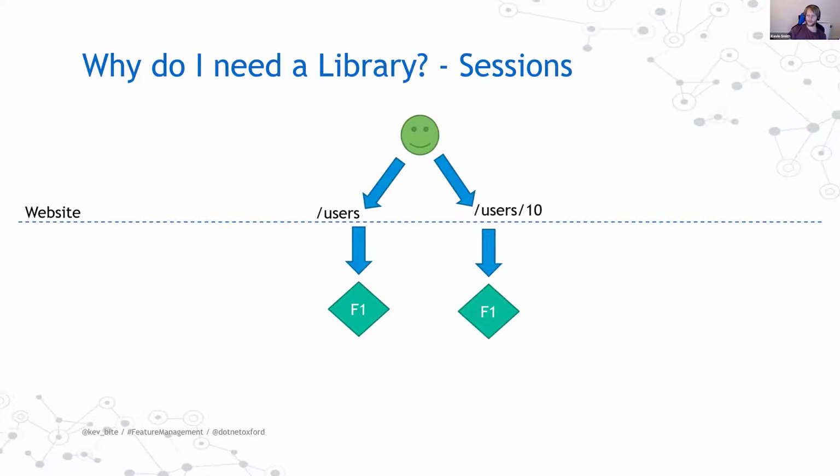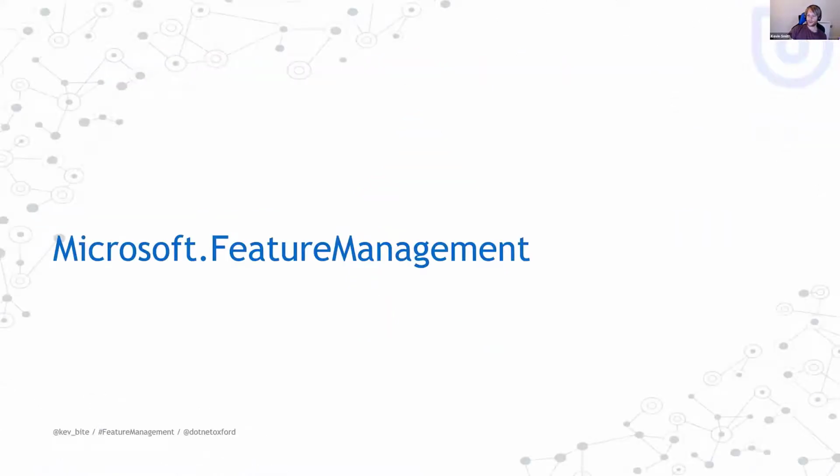For this, we want the user experience to give the same features all the way down the line. So when we hit a dashboard of users, we don't want to show them the feature turned off when we go to edit them. So we need to keep track of sessions of a given feature when it was evaluated at that given time. So this is where the new framework called feature management came into play.